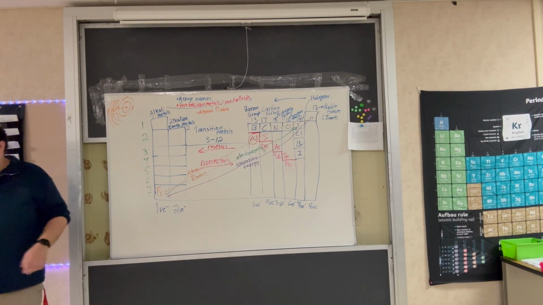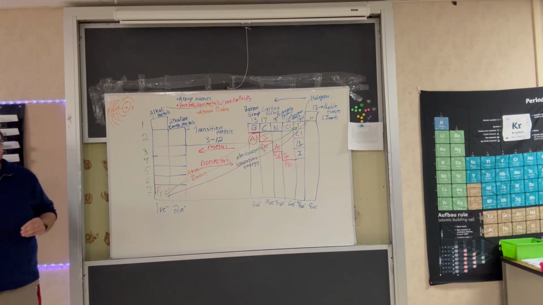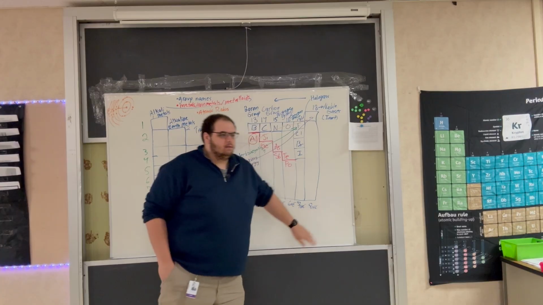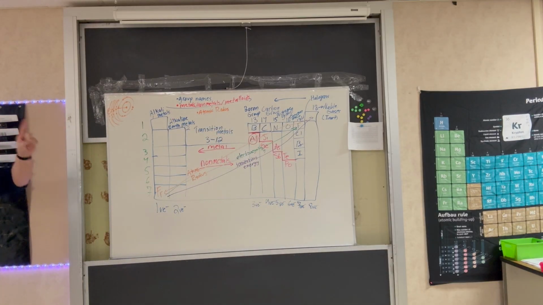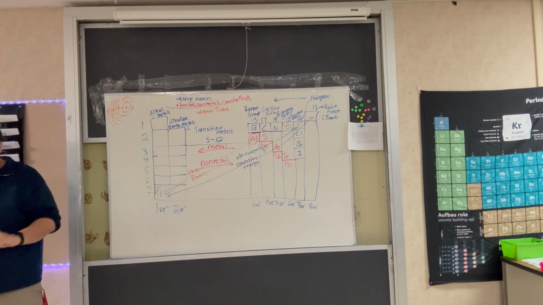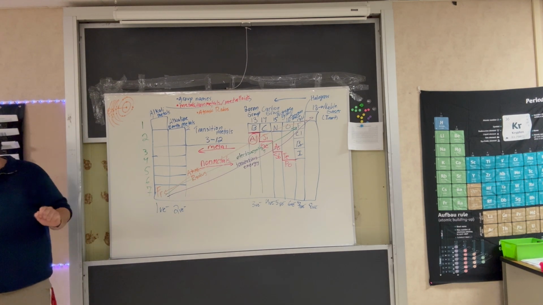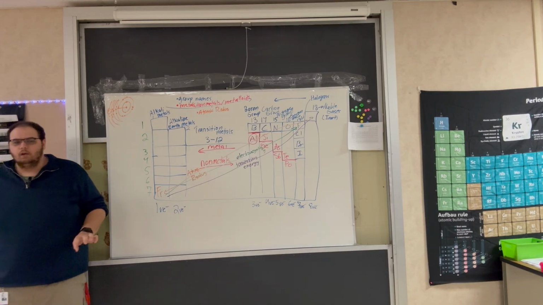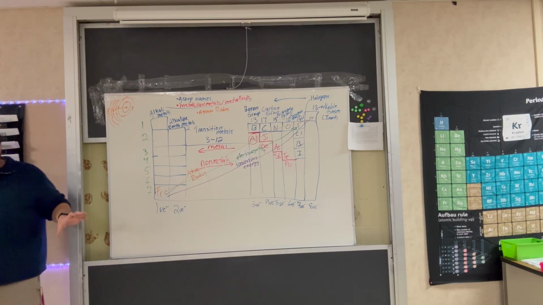All elements crave to get to 8 valence electrons. They want to hit 8. 8 means stable. Write that down. 8 means stable. All elements crave to be stable. Now, in chemistry, 0 and 8 are the exact same thing. Elements are happy to have 0 and they're happy to have 8.